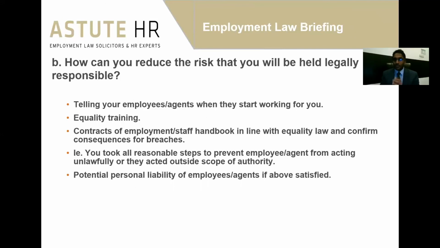So how can we reduce the responsibility? Train your staff, tell your employees, tell your agents, tell everybody how you operate and what you expect of them. Get some equality training in place. Get contracts of employment legally up to date, and make sure they're being applied across the board. Be able to demonstrate that you took all the right steps to stop this type of behavior from happening. And let employees know that they're personally responsible for certain types of behavior, particularly in discrimination. Once they know that, they tend to correct their behavior.